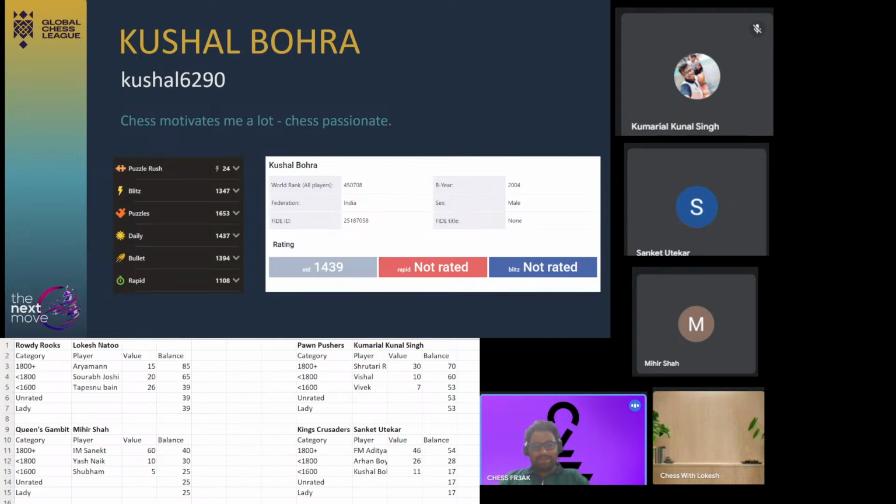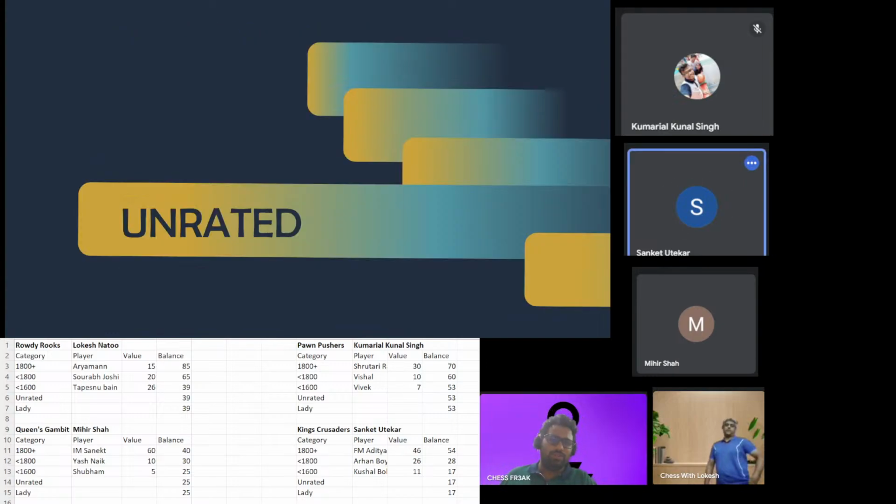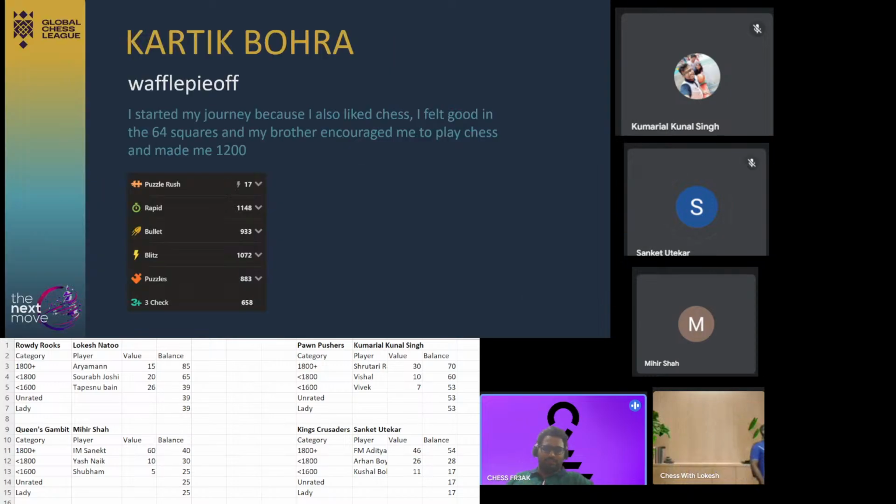Now the final segment is unrated players and lady players. So you are already a bit late. And before we move to the next segment of unrated players, I will go through the player list for all of you who are here. The first player over here is Karthik Bora. I started my chess journey because I also like chess. I felt good in the 64 squares, and my brother encouraged me to play chess and made me 1200. Karthik Bora for you, the first player in the unrated category.